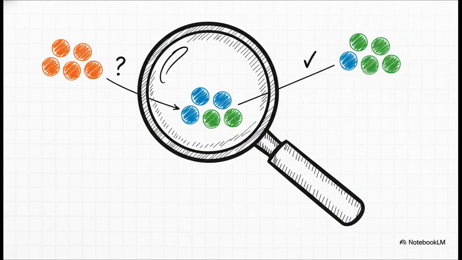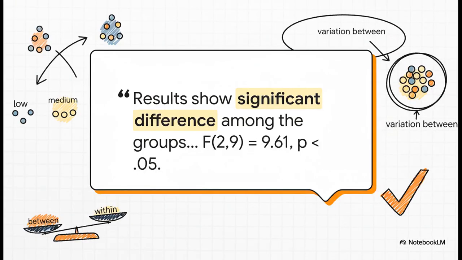To find out exactly where the action is, we have to run post hoc tests. Think of these as follow-up investigations that compare each pair of groups to pinpoint the specific differences. A couple of really common ones are Tukey's HSD test, which is awesome when your groups are all the same size, and the Scheffé test, which is a bit more cautious and works well even if you have unequal group sizes. And this right here is how you'd see it all reported in a research paper using APA style.